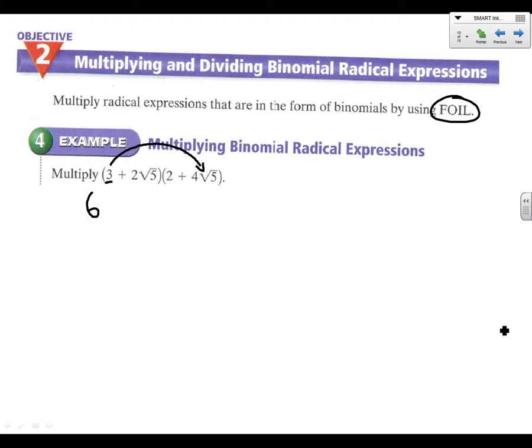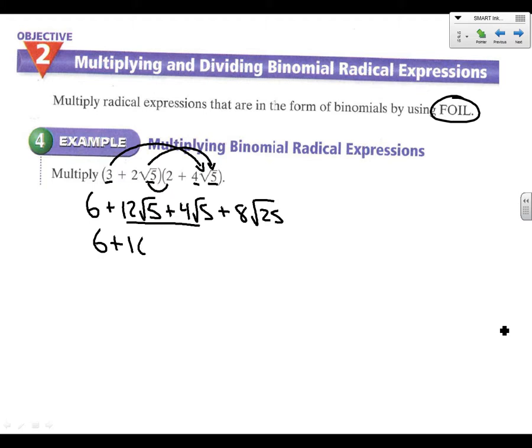We're going to multiply the 3 times the 4 and get 12 root 5. Inside, 2 times 2, 4 rad 5. And then last, we've got 2 times 4 is 8. And we can multiply the radicands as well. All right, that's the rule. We'll go 5 times 5 and get 25. So we've got 6 plus, these are like, so 16 rad 5. And then plus 8 times the square root of 25 comes out and is just 5.